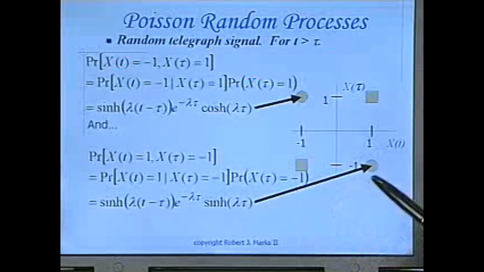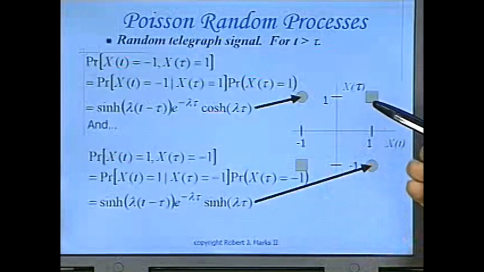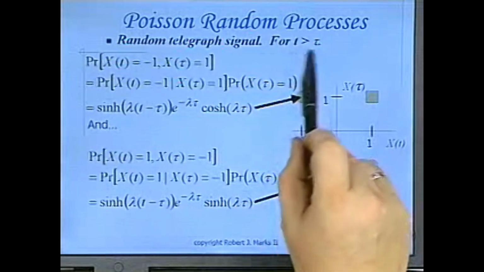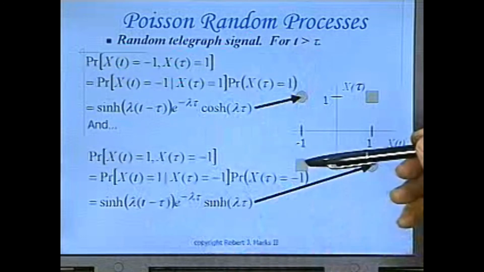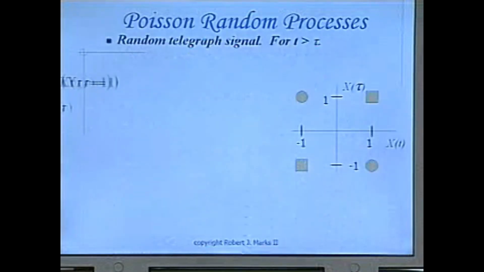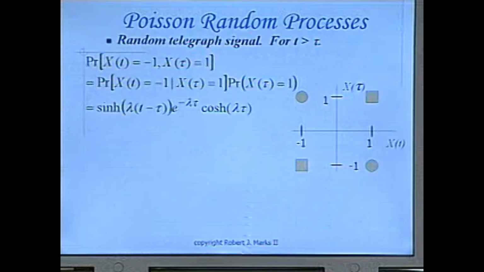So therefore, we obtain the probability for a given value of t and tau, where of course t has to be greater than tau, that this occurs, this occurs, this occurs, and this occurs. Well, if we have that, we have enough to compute the expected value of x of t times x of tau. I think this is the same expression as before. I think I doubled the slide.